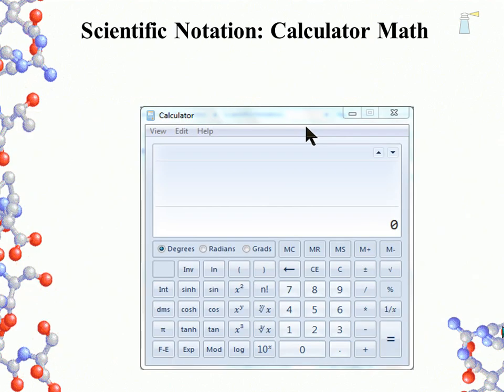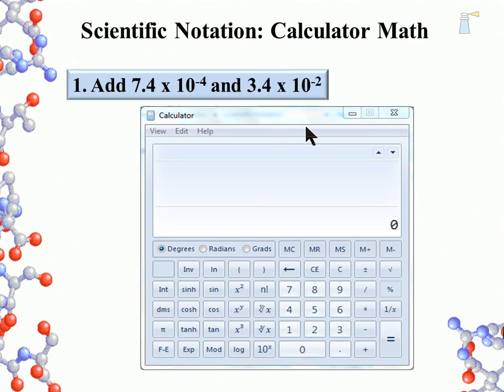Doing math on a calculator using scientific notation is just like using decimal numbers, except we're entering the scientific notation values. We will do 2 problems. One will be addition and the other multiplication. The first one is adding 7.4 times 10 to the minus 4 to 3.4 times 10 to the minus 2. We've already done this problem, so we can double check our answer.